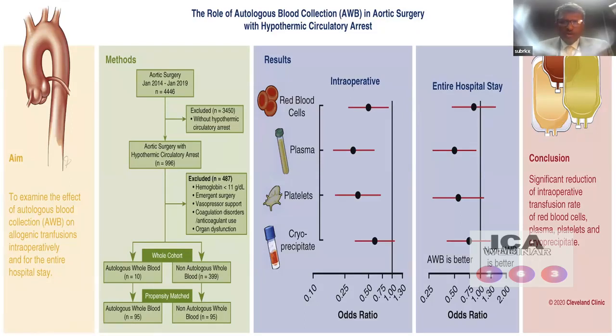So if you collect maybe 2 units of blood before going on bypass, we use it without hemodilution. We don't use crystalloids to compensate for the amount of blood taken out. We use vasopressors. We try to manage the blood pressure without giving a lot of crystalloids. In that case, it will be very useful to decrease transfusion.